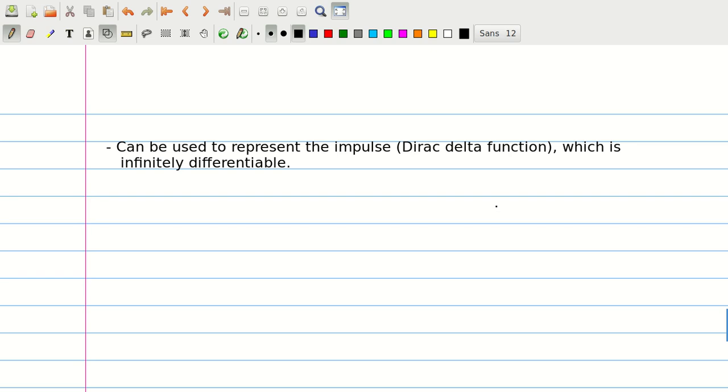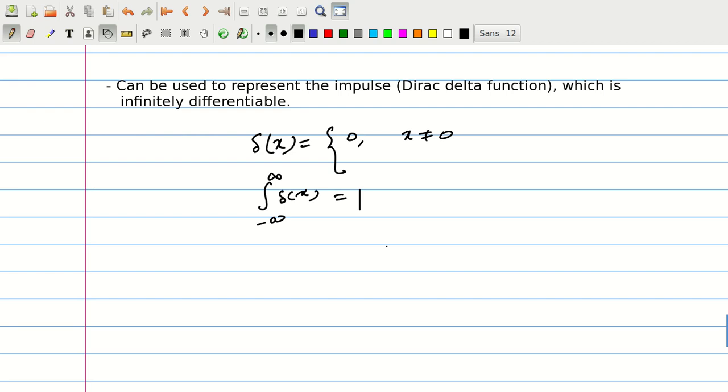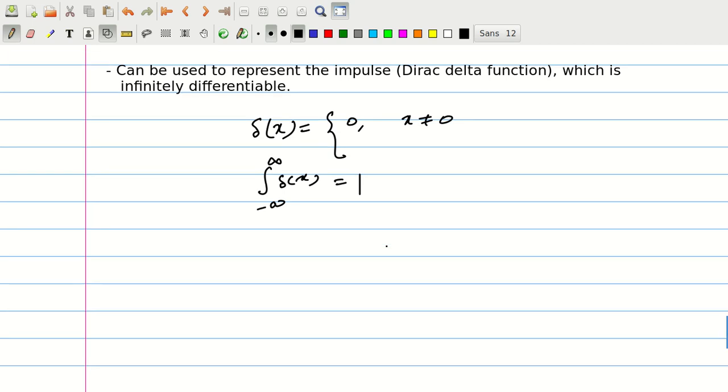Yet another important feature of a Gaussian random variable or a Gaussian PDF is that it can be used to represent an impulse function, a Dirac delta function. We know that an impulse function is equal to 0 for x not equal to 0, and when it is integrated from minus infinity to infinity, it yields 1. A PDF also possesses this property that its area is unity.